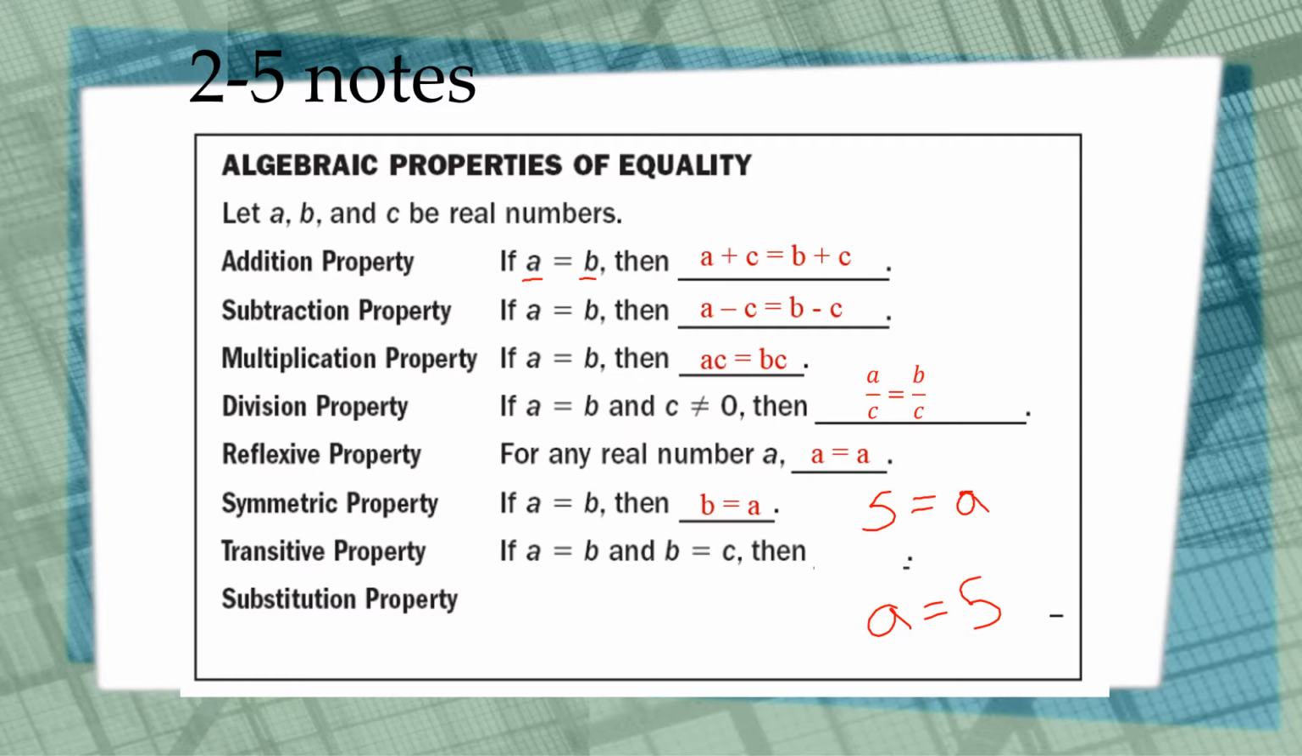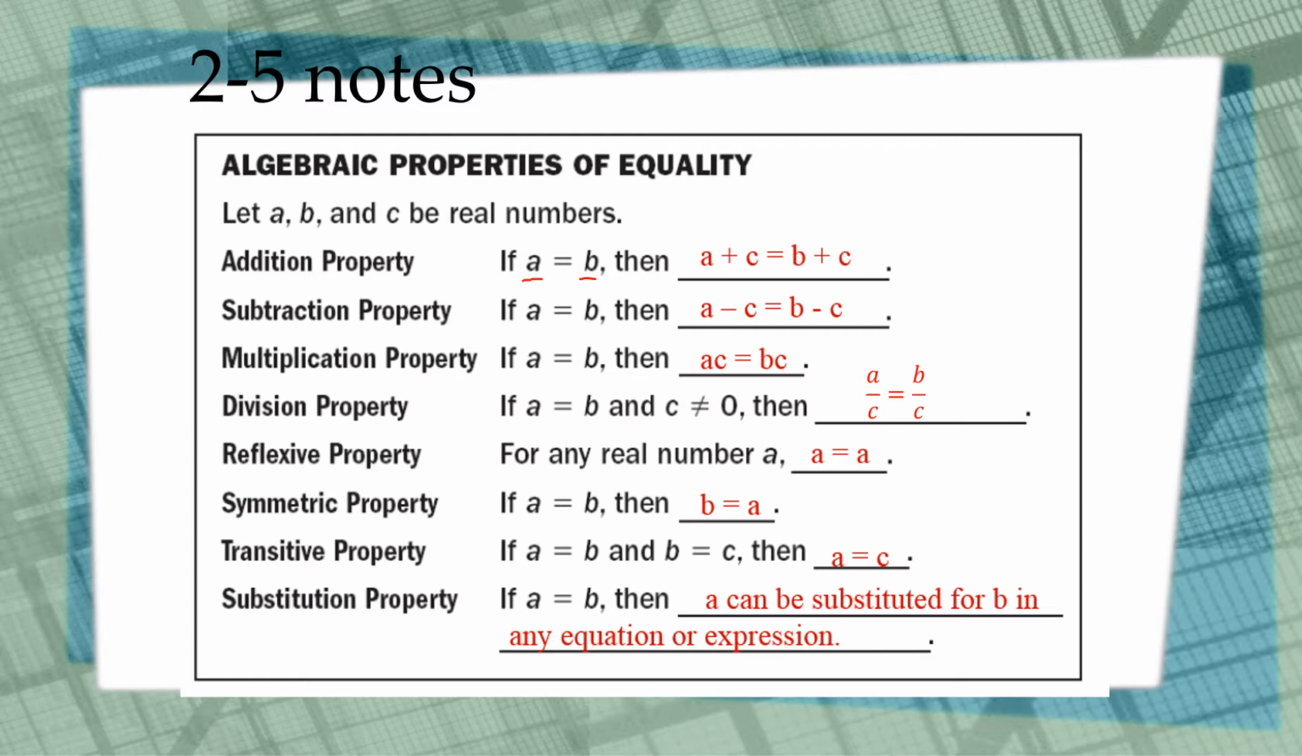Okay, transitive property. This is where we're starting to get to some things that would be a little more new to you. So the transitive property says if A equals B and B equals C, well, what can you conclude? Well, that A equals C. Okay, and then the substitution property. You're just replacing something. So if I have A is equal to B, then A can be substituted for B in an equation or an expression.